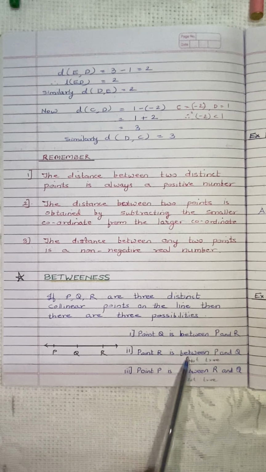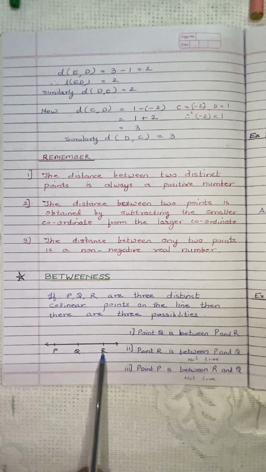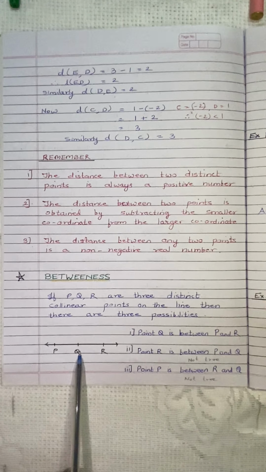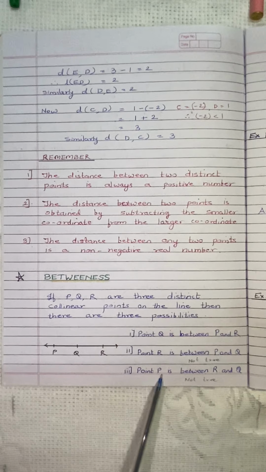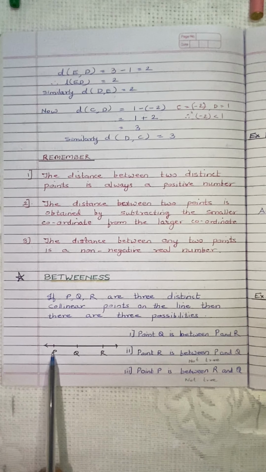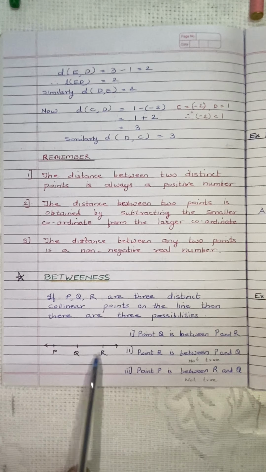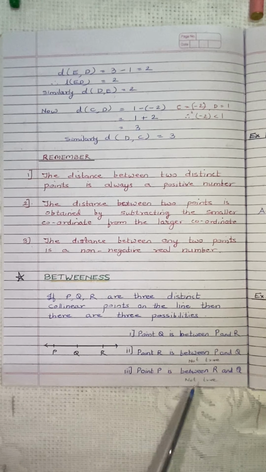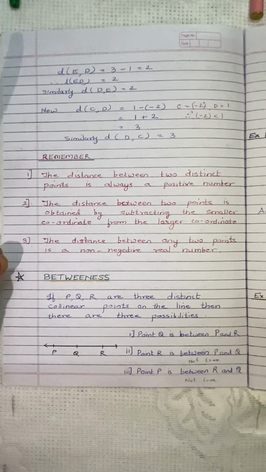Second one, point R is between P and Q. So point R is not between P and Q, so it is not true. Point P is between R and Q. So point P is not between R and Q. So that is also not true.